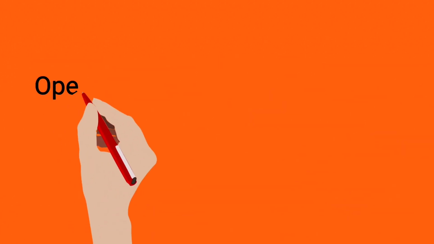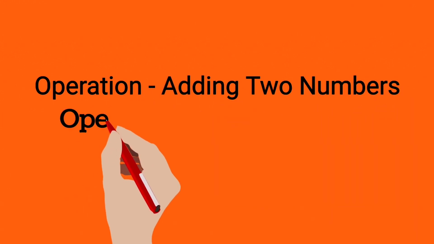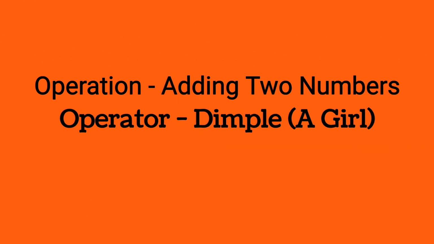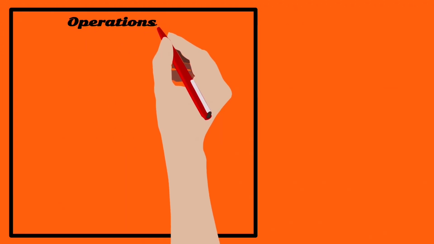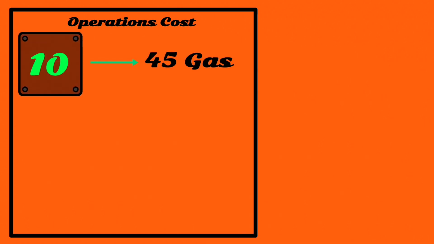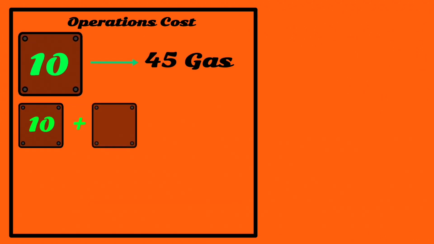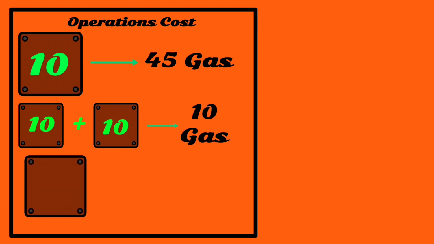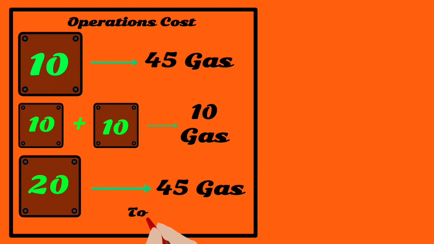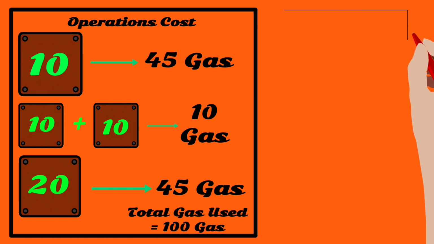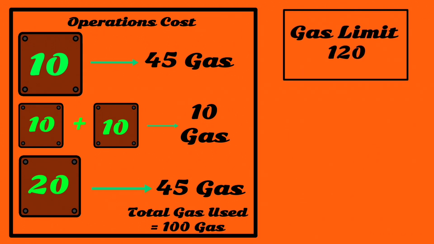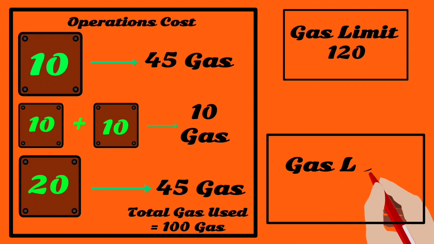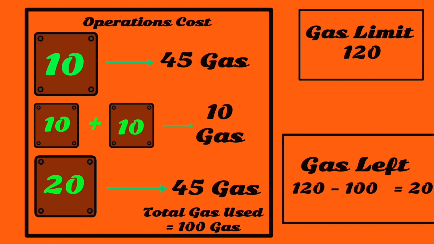Now let's take an example to understand these things better. Suppose we are adding two numbers, and here the operator is Dimple, who is a girl. For adding two numbers, the contract must do the following actions. Let's suppose storing 10 in a variable; let's say this operation costs 45 gas. Then adding two variables; let's say this costs 10 gas. And lastly storing the result, which again costs 45 gas. Now the total gas used by the miner to run the computation is 45 plus 10 plus 45, equal to 100 gas. Suppose the sender specifies a limit of 120 gas. So now how much gas is left over? That is 120 minus 100, equal to 20 gas.